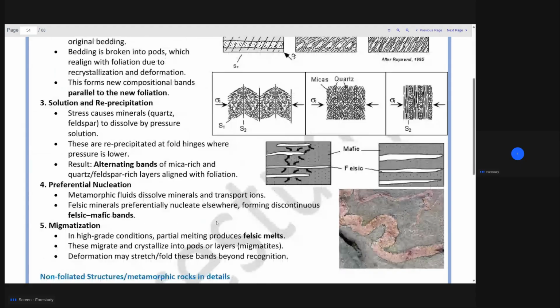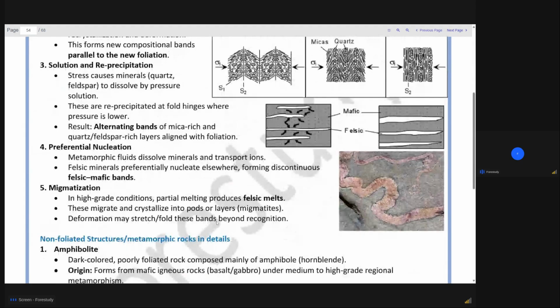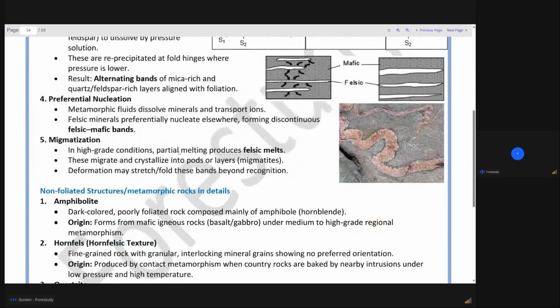Okay, so this was about foliations in rock. This will be the end of this class, and in the next class we will talk about non-foliated structures and metamorphic rocks in detail.